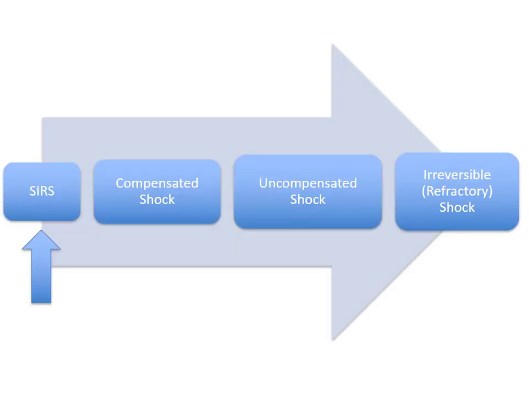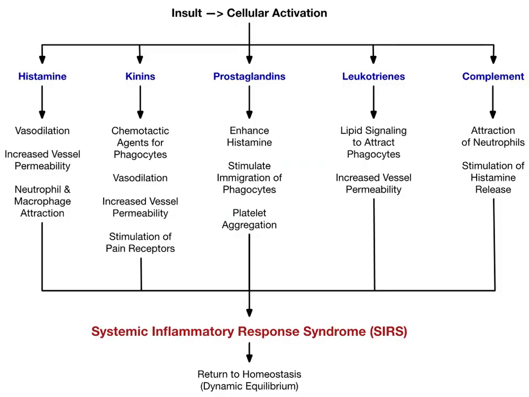The first of these stages is the Systemic Inflammatory Response Syndrome, or SIRS. In Systemic Inflammatory Response Syndrome, there is an initial insult that results in cellular activation. The insult can be from a variety of conditions, including infection, allergic reaction, and trauma, among others. This cellular activation results in the release of a variety of chemokines, including histamine, kinins, prostaglandins, leukotrienes, and complement. The specific consequence of each of these is listed here, but the overall result is SIRS.